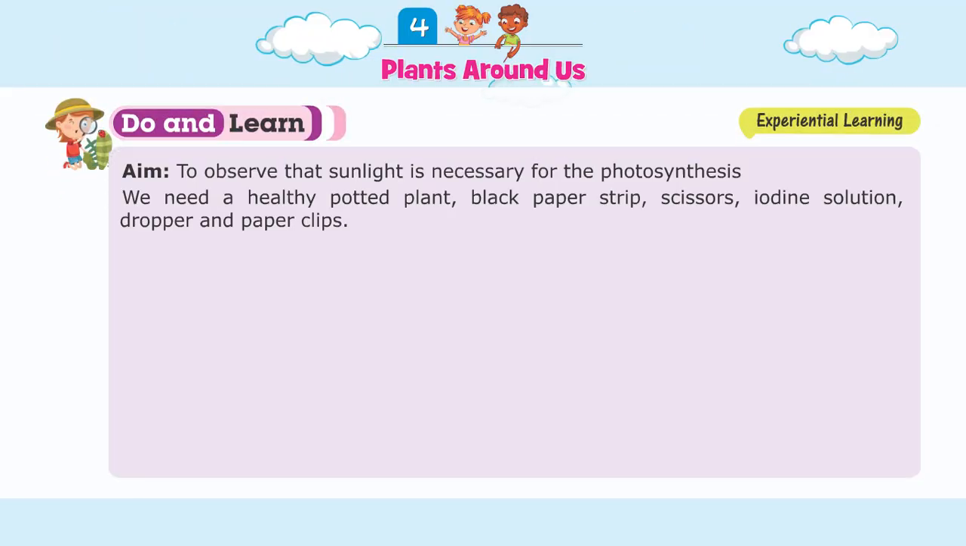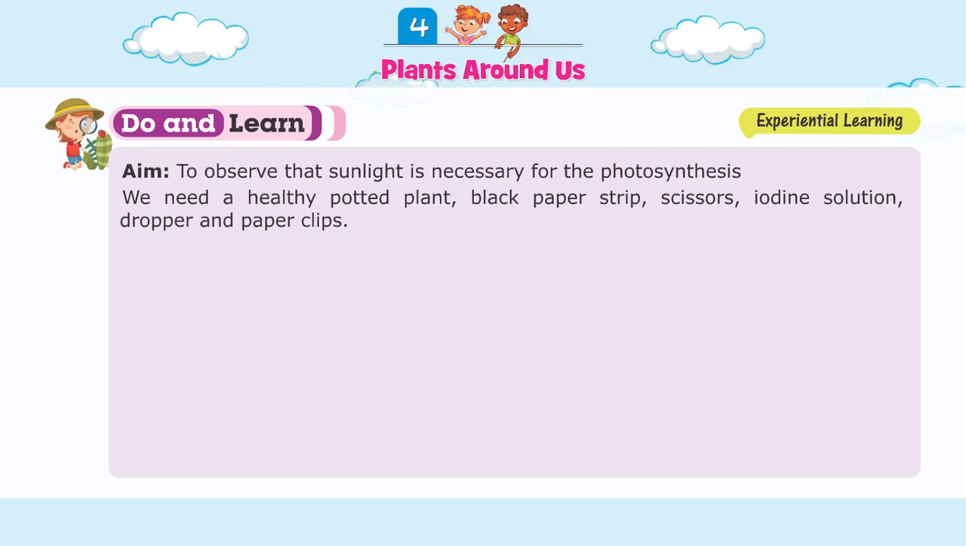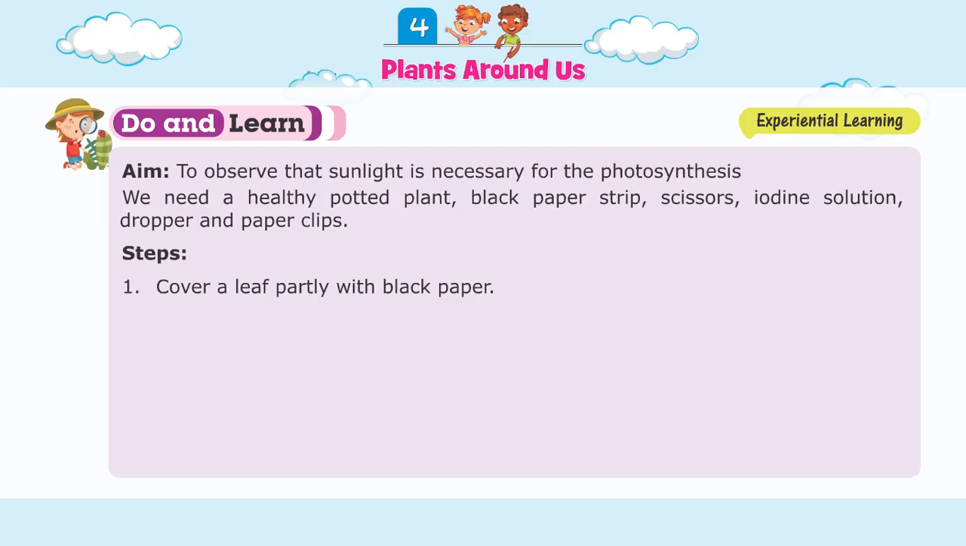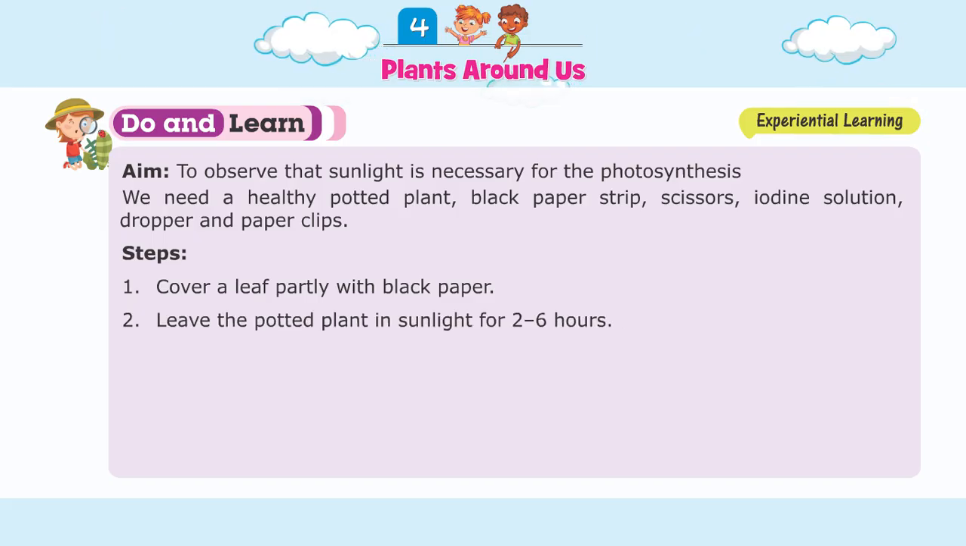Do and learn. Aim: to observe that sunlight is necessary for photosynthesis. We need a healthy potted plant, black paper strip, scissors, iodine solution, dropper, and paper clips. Steps. 1. Cover the leaf partly with black paper. 2. Leave the potted plant in sunlight for 2 to 6 hours.